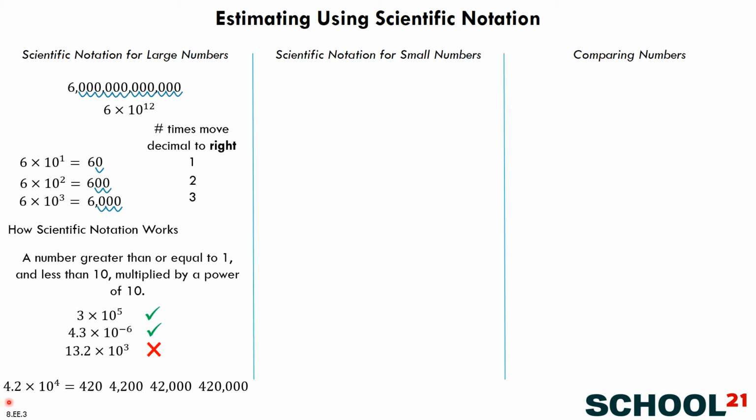So 4.2 times 10 to the fourth is equal to one of these numbers over here. You're going to move the decimal place a certain number of times. How many times are you going to move it in this situation? 4 times, because that's the exponent of the 10. If we go 1 time, that would be 42. 2 times would be 420. 3 times would be 4,200. And 4 times would be what? 42,000, right? So the correct answer is this one right here, 42,000. And you just get that by moving the decimal place. So see how easy it is to get from scientific notation to an actual number?